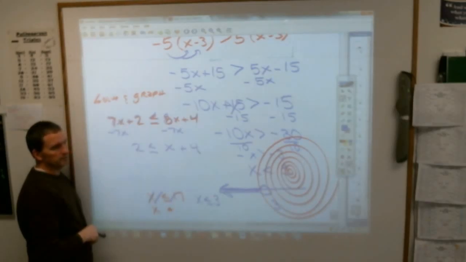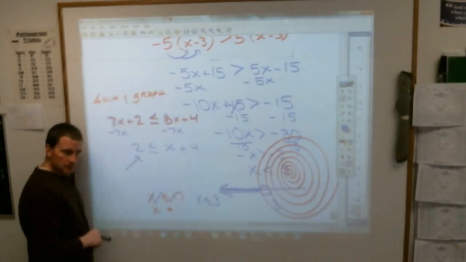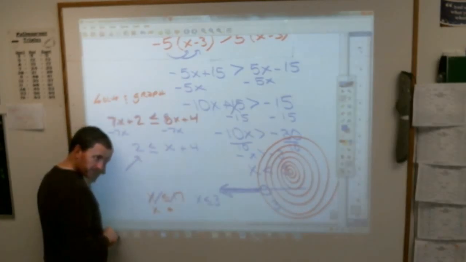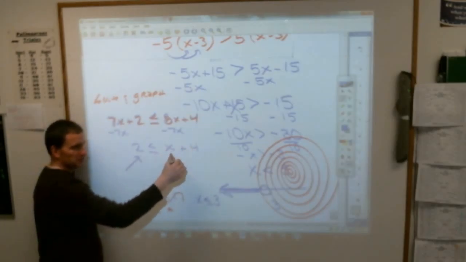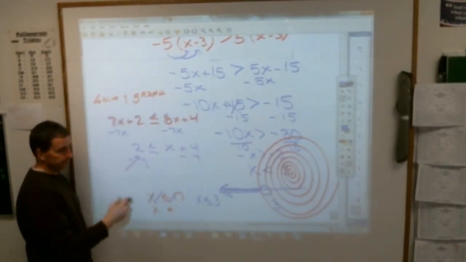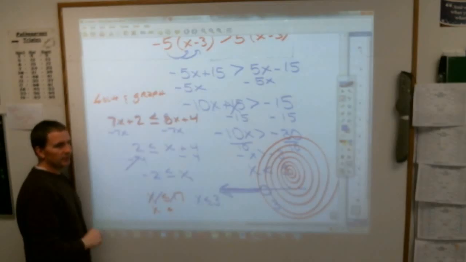What would you do if you were here, Noah? Let's work with this one. If you saw this, what would you do next? I want to get x by itself, so I have to get rid of this, which is subtracting 4. 2 minus 4 is negative 2. Alright.